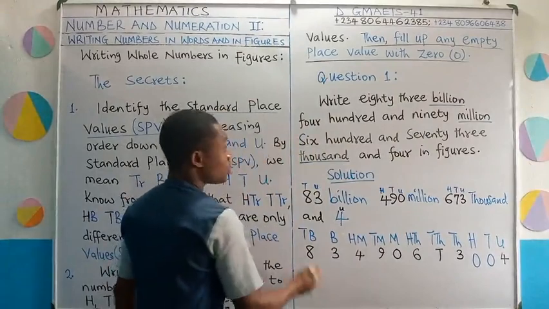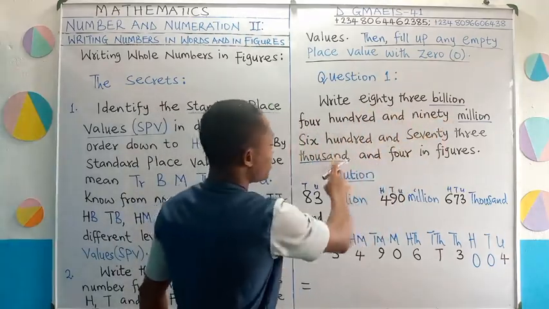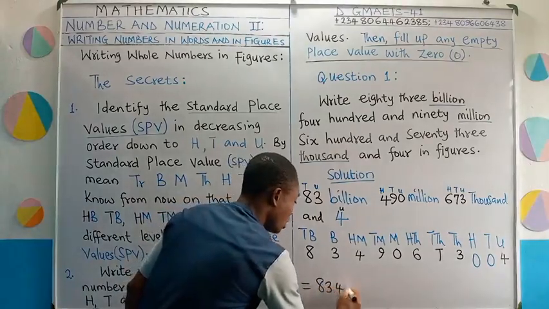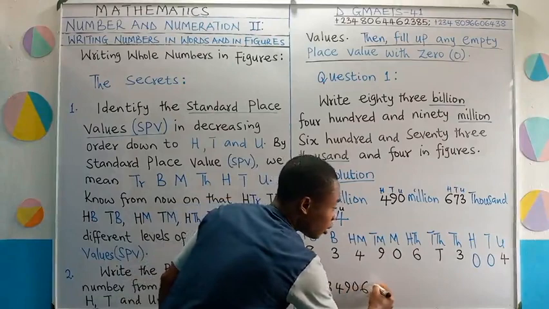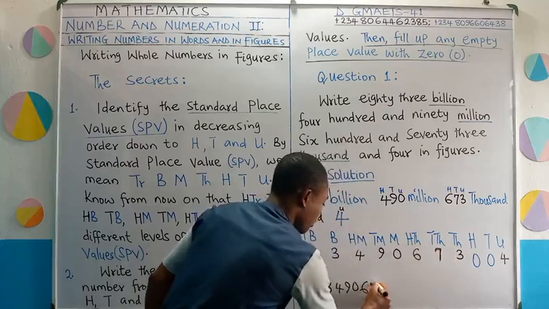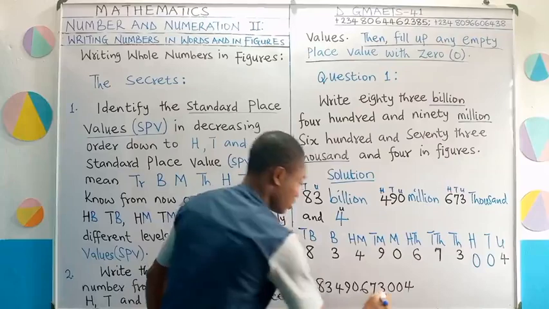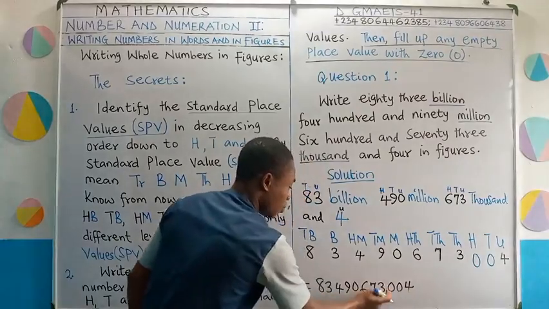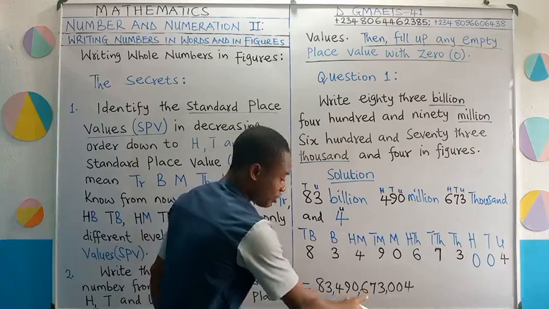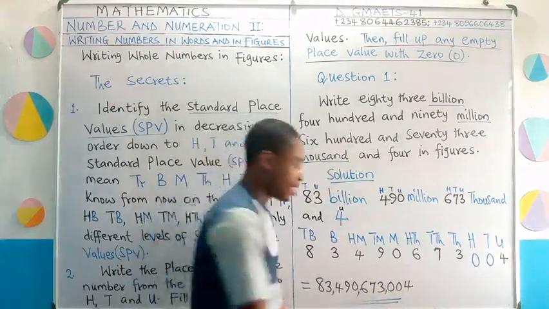Therefore, this will now be equal to this number, 83,490,673,004, written in figures, is equal to 83490,6. This 6 is supposed to be 7, please. 7, so 673,004. If you want to use your comma and separate, it is your choice. Let me do that. 1, 2, 3, you put your comma. 1, 2, 3, you put your comma. 1, 2, 3, you put. So this is 83,490,673,004.